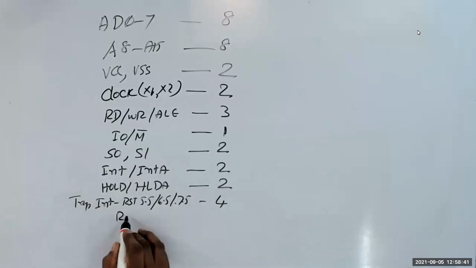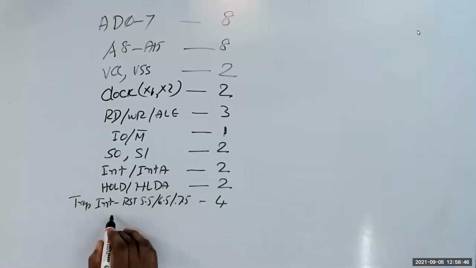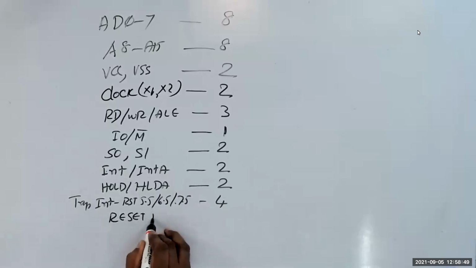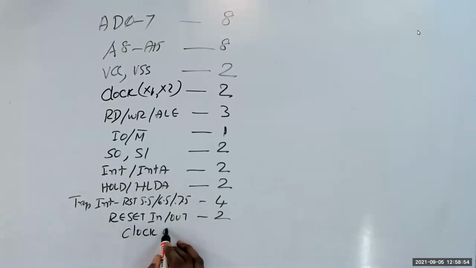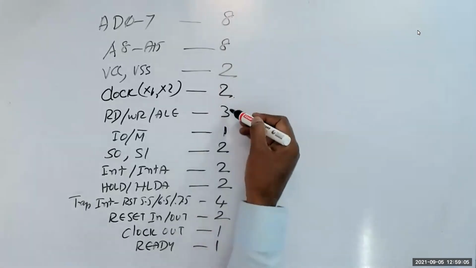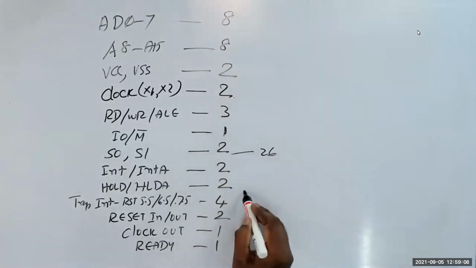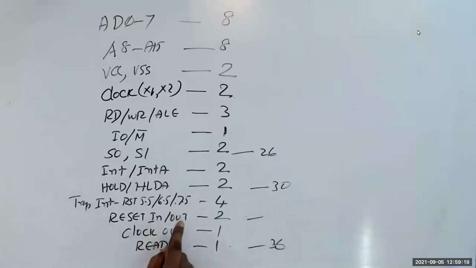Then ready. Sorry, very important thing I left out. One is called reset in, reset out, 2 pins. Clock out, one pin. Ready, one pin. How much? 16 plus 4, 20, 26, 30, 36, 38. There were two more pins. What are the two more pins? Reset in and out.